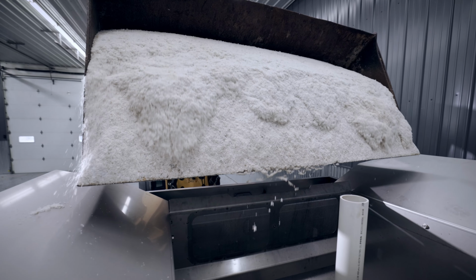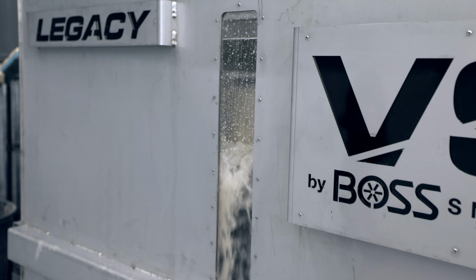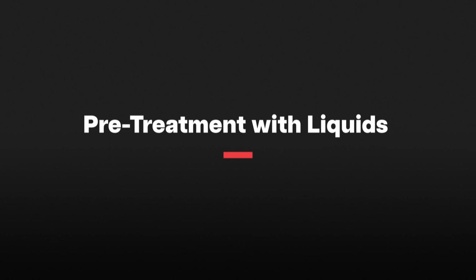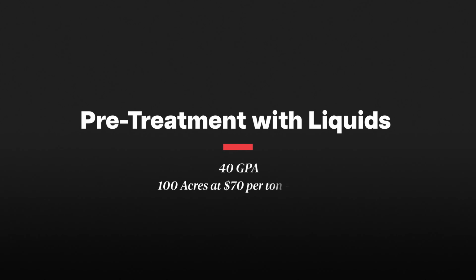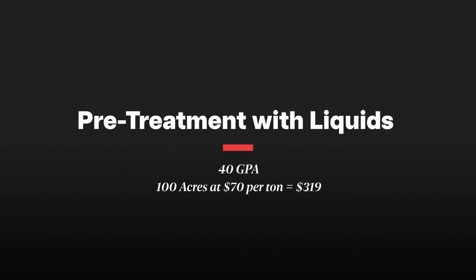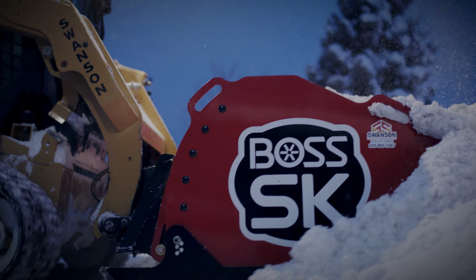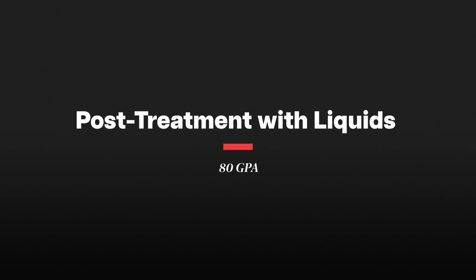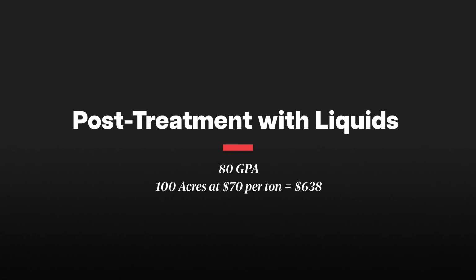Now we're going to look at the exact same scenario, except this time we're going to use liquids. The first thing the contractor is going to do is go out and pre-treat at the recommended 40 gallon per acre rate. Keep in mind that each gallon of salt brine mixed properly to the 23.3% eutectic point contains 2.28 pounds of salt. The total cost for this pretreatment application on the 100 acres at the same $70 per ton is $319. Now the event's over, all the lots have been plowed, and it's time to do our post-treatment. We're going to apply the recommended 80 gallons per acre at a cost of $638.